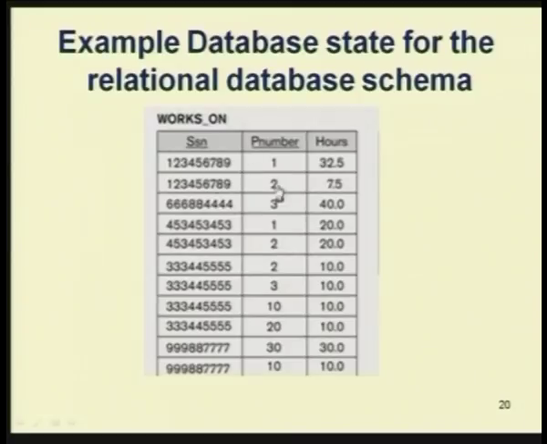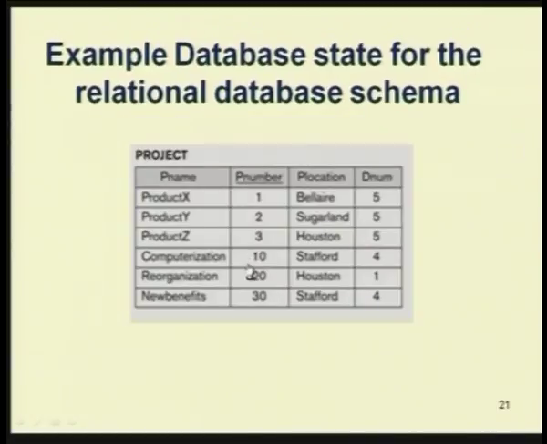This is the works on. So, look here, SSN, the same employee may work in 2 projects for different hours. So, that is what this is trying to show you, and this is a relationship, and this is the project. So, you have different projects: this is the project name, this is the project number, the location and the department. You have 3 projects, product X, Y, Z associated with department number 5, computerization and new benefits with 4, and so on.